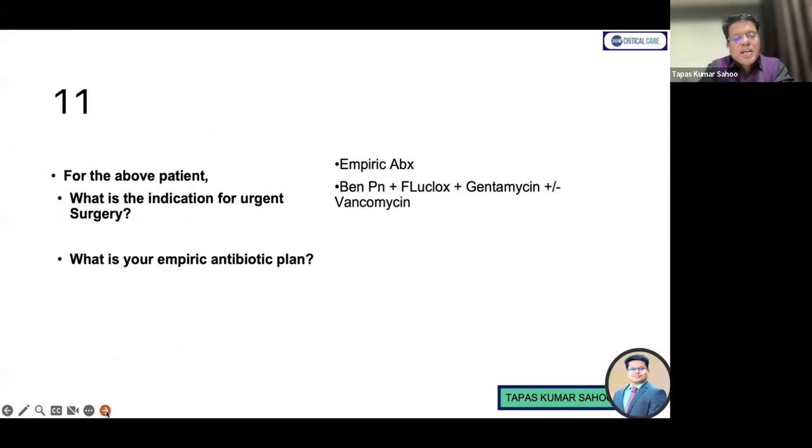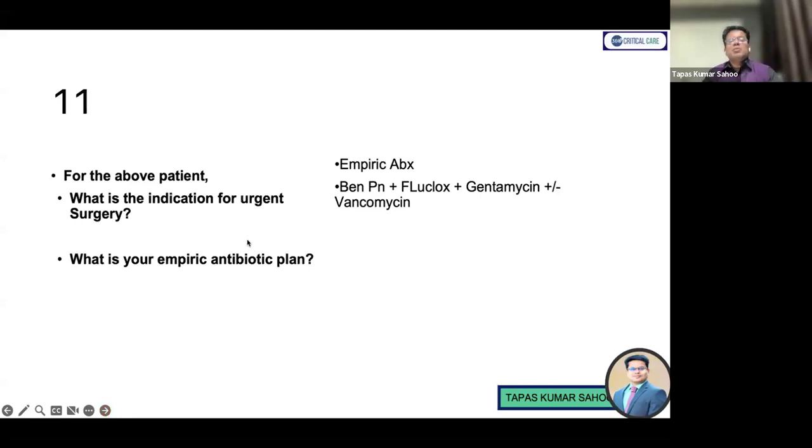For the above patient, the next question: what is the indication for urgent surgery? I will show the answer in the next slide. What is your empiric antibiotic plan? Benzathine penicillin, flucloxacillin plus gentamicin and vancomycin. So you have to mention benzathine penicillin, flucloxacillin, gentamicin and vancomycin as the empiric antibiotics.